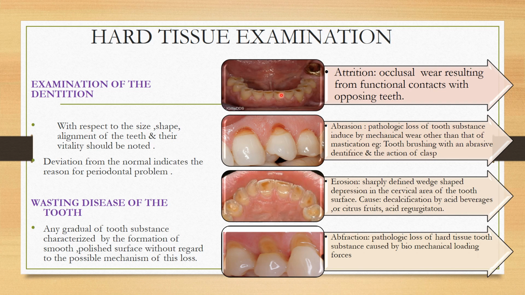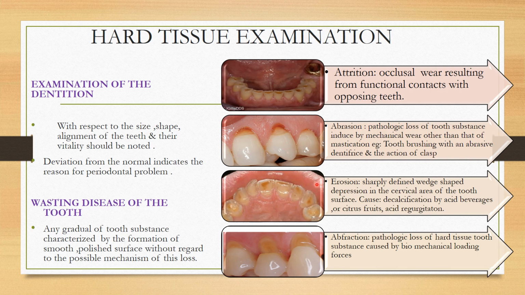So this is attrition. And next, coming to the abrasion, there is a pathologic loss of tooth substance induced by mechanical wear other than that of mastication. Usually toothbrushing, vigorous toothbrushing, horizontal toothbrushing technique will end up in this type of abrasion.